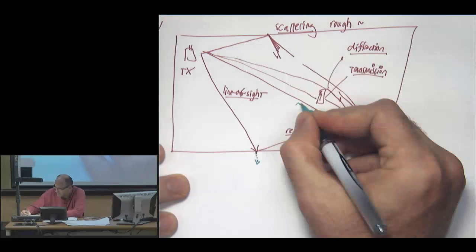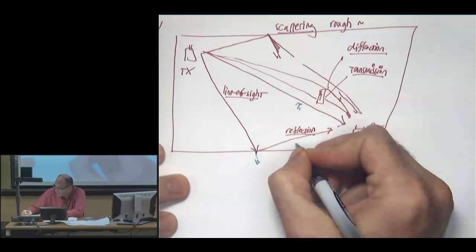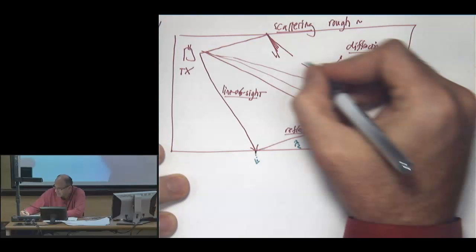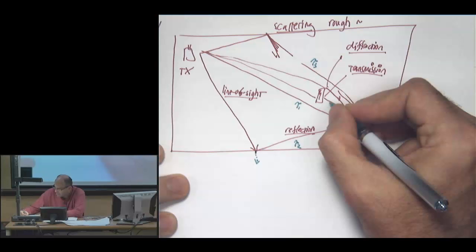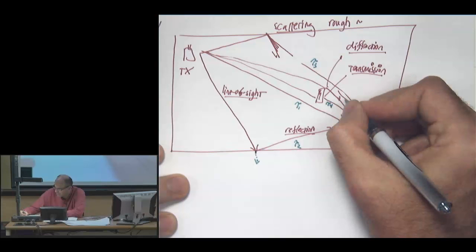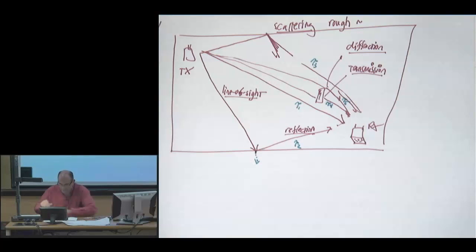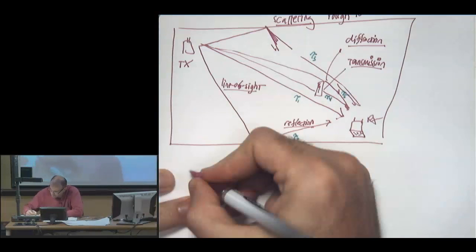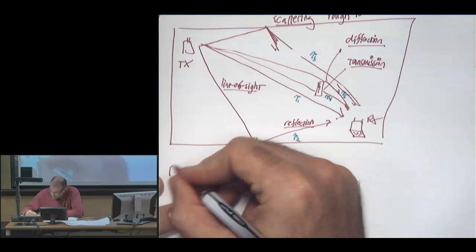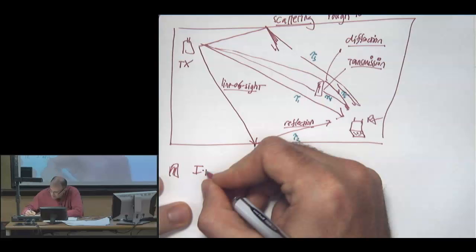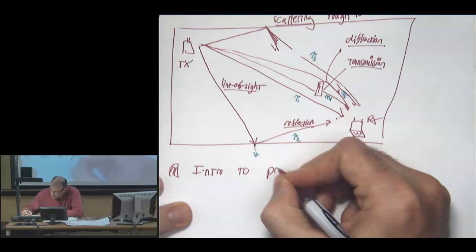So there's going to be some delay here of tau 1. There's going to be another total delay here of tau 2. All these scattered paths, maybe they have a delay of tau 3. There's going to be a tau 4 here and a tau 5. So the paths have different attenuation and delays here. So let me write some of this down. First, we're talking about the introduction to propagation.